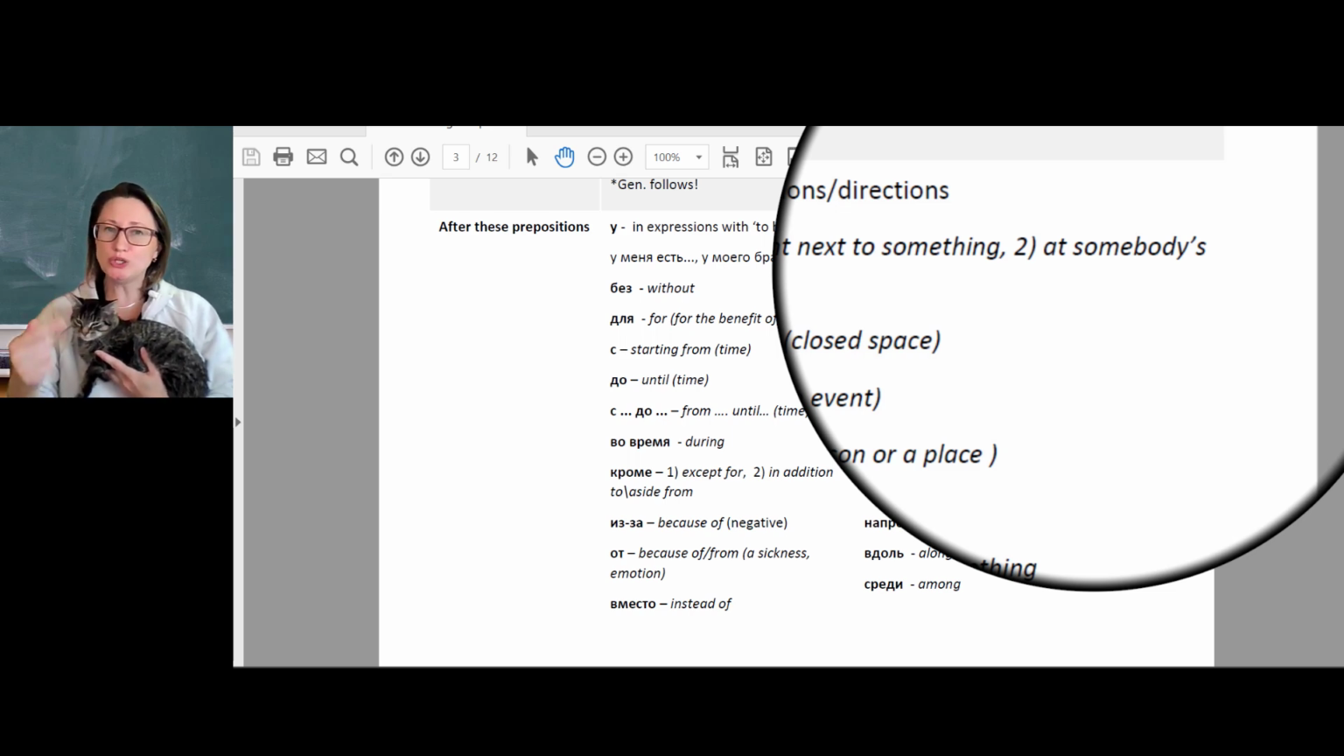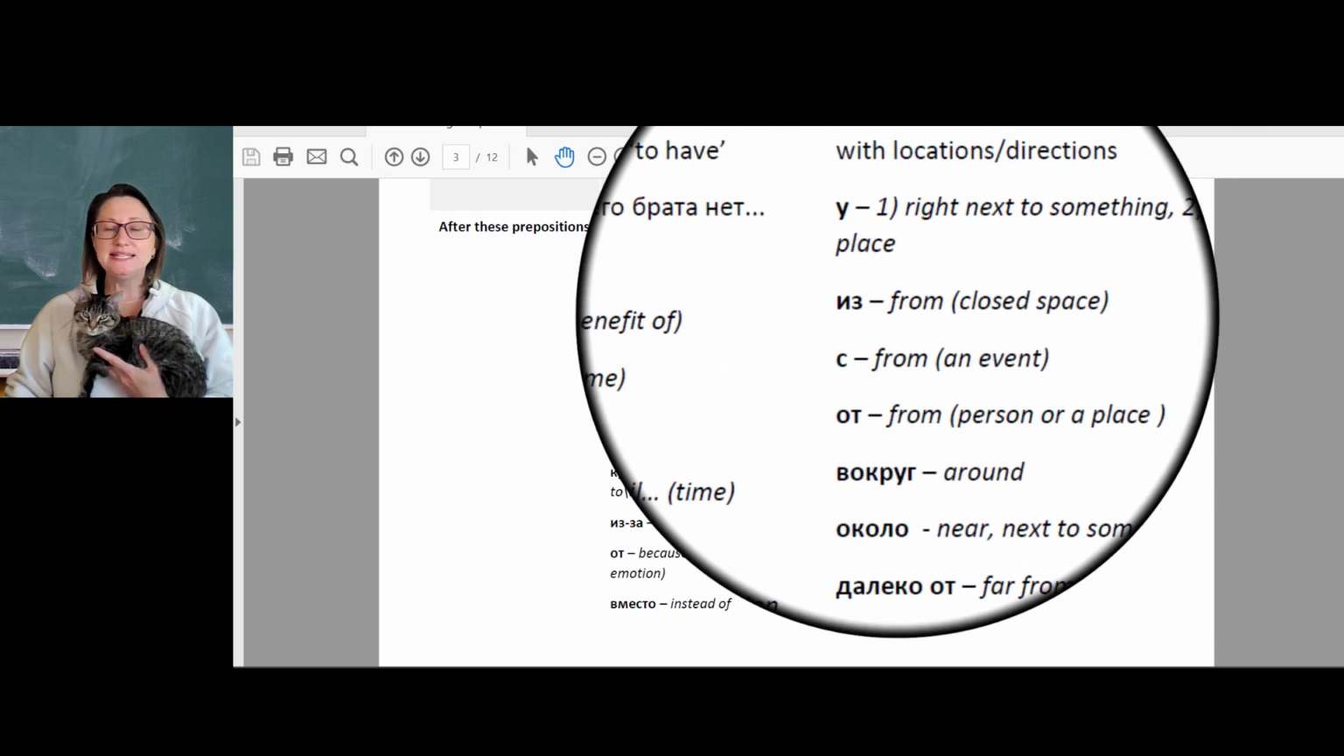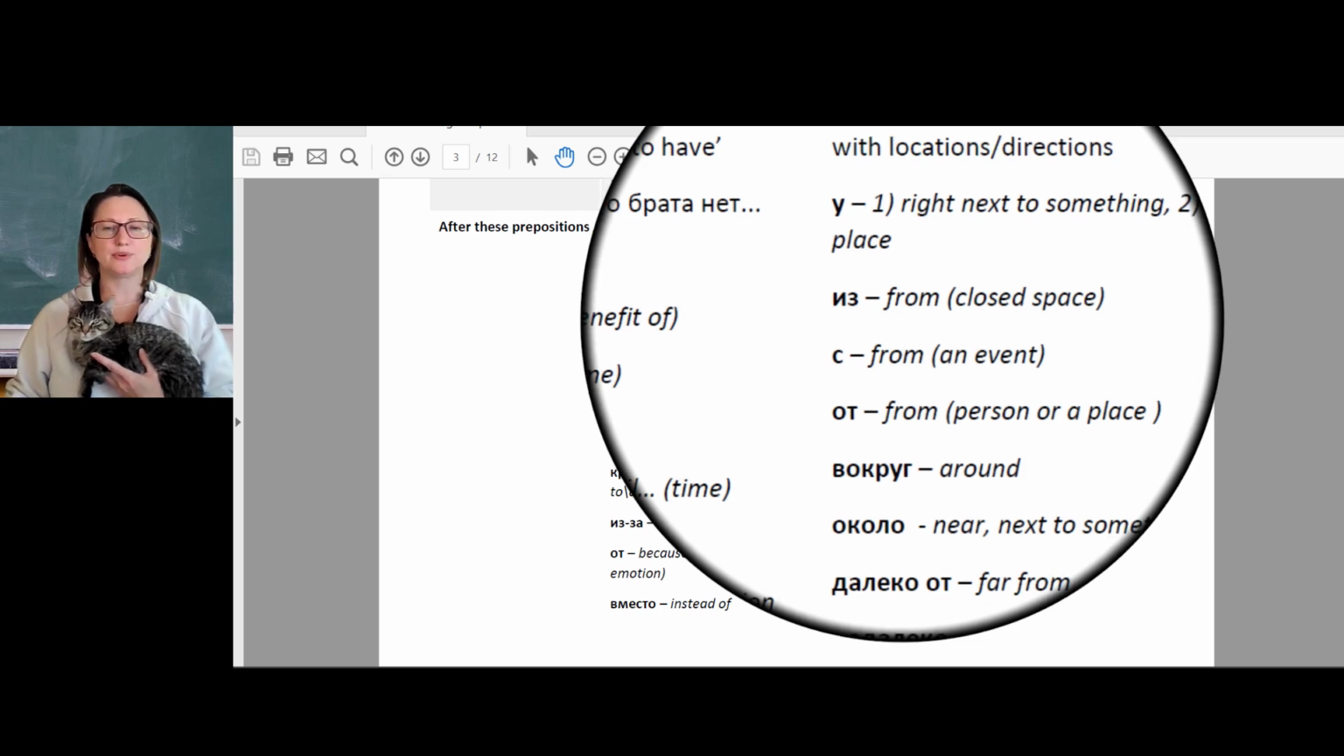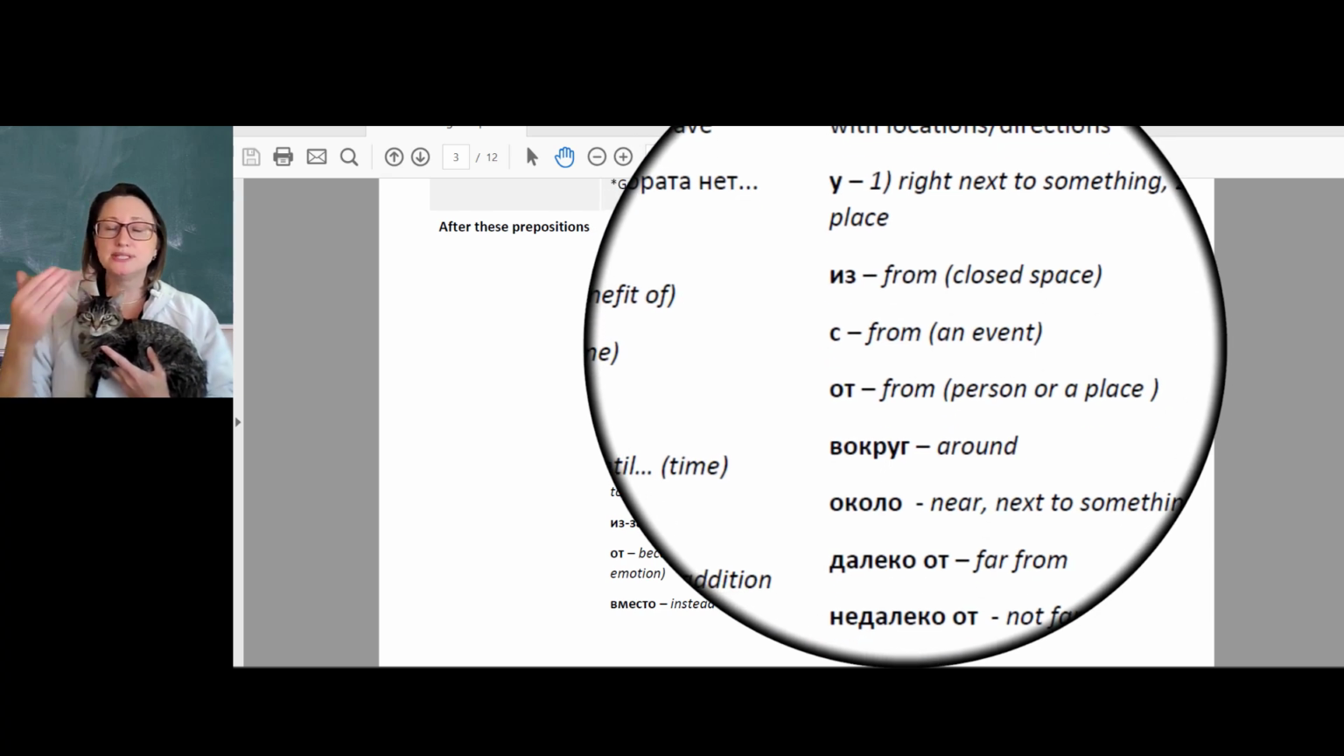You already know that going to somebody's place is к plus dative, but to be at somebody's place, as location, it's у plus genitive. Из is coming from a closed space. So whenever you use в with destination or location, where you're coming back from that place, that will be из, like из библиотеки, from the library.